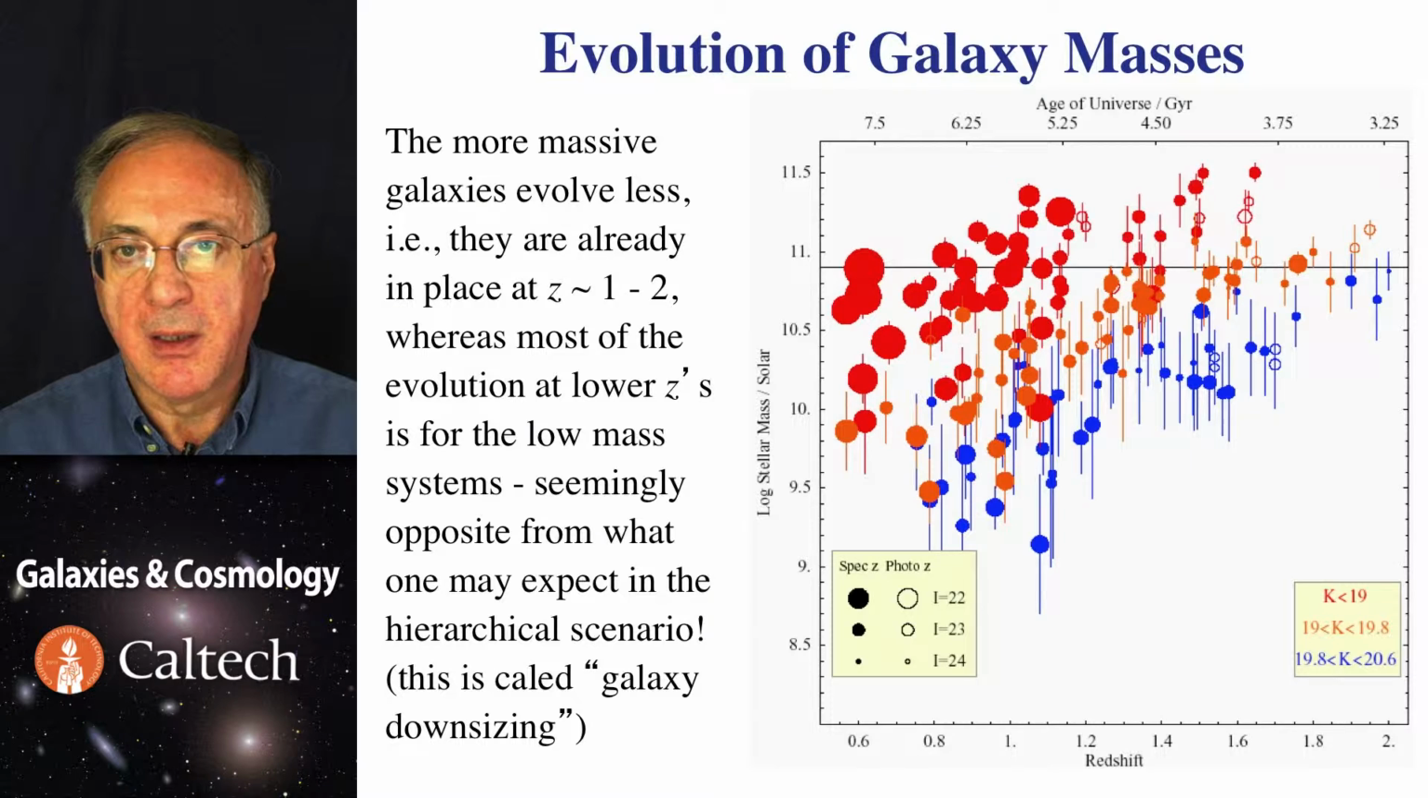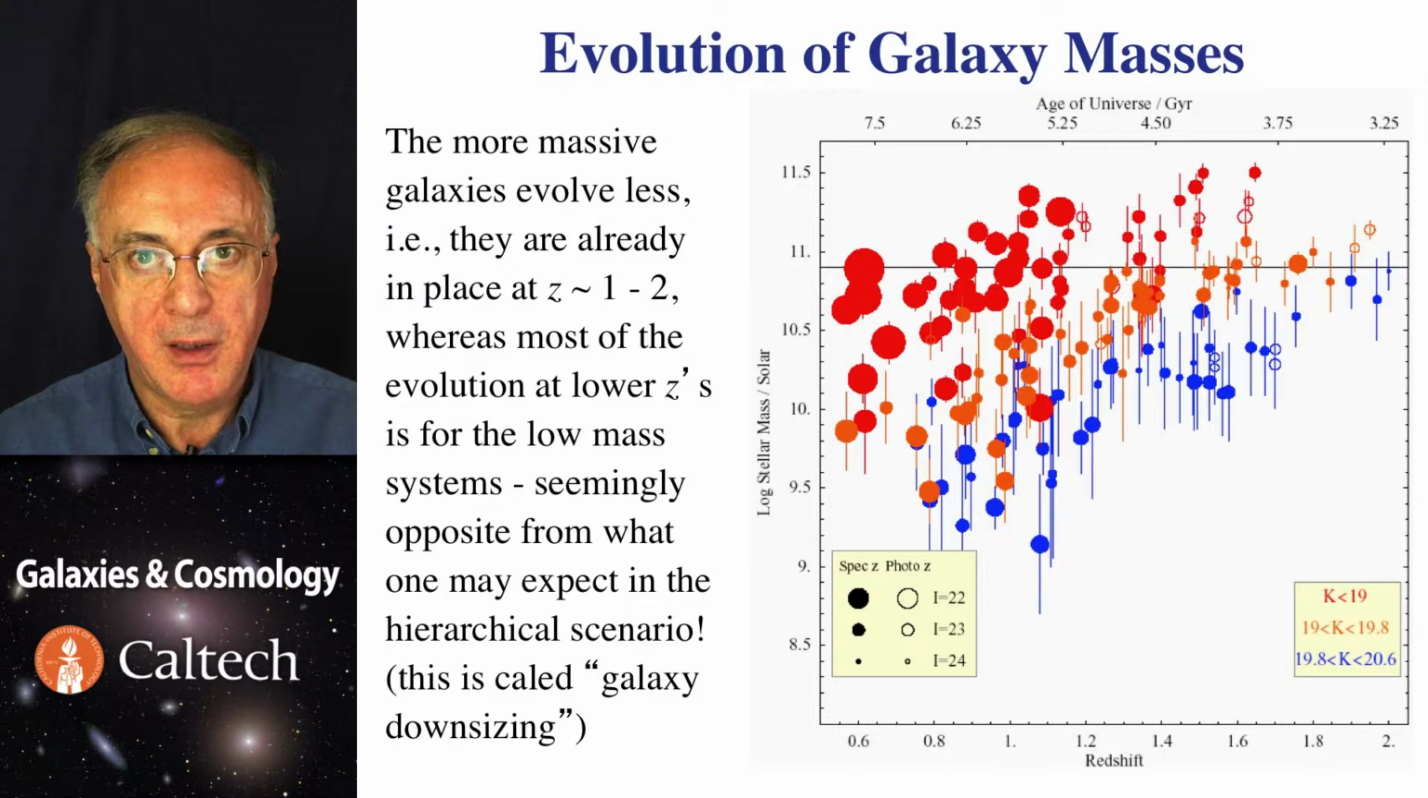Naively, you'd expect in hierarchical formation scenario that you make small ones first and then you gradually build the big ones, but that seems to be the opposite of what's observed. The solution to this is probably due to biasing effect we talked about earlier.